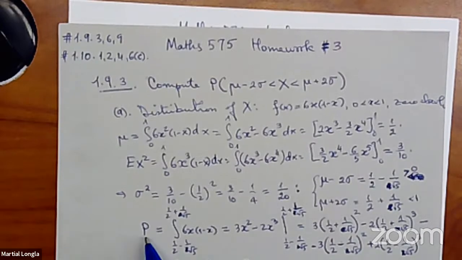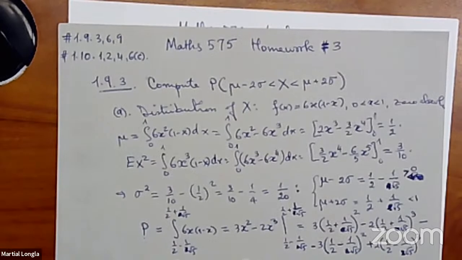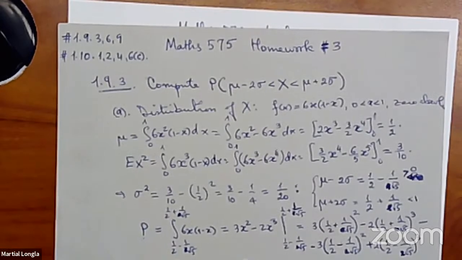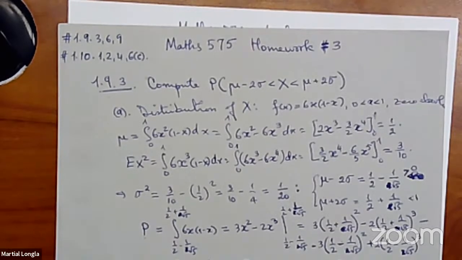Therefore, the probability that we need is going to be the integral from the smallest of the two numbers to the largest of our density. And that integral gives you this. And then you plug in the two numbers and do some algebra. I refuse to use the calculator because we say we don't use that. And then I get 11 over 5 square root of 5.